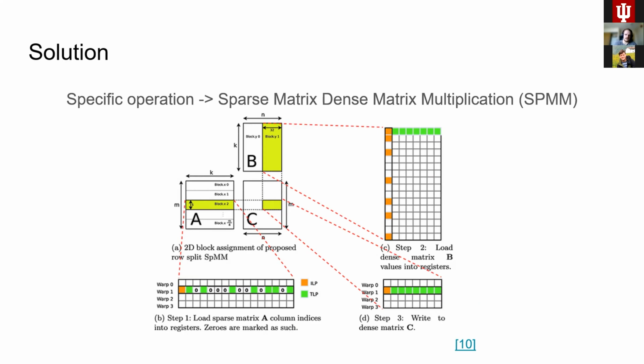So this is an example of how that kind of happens. First you have to load the registers for the sparse matrix and then the dense matrix, and then you compute the multiplication together. This specific example, I believe, is on a GPU. So the actual implementation in VHDL or something would be a little bit different, but this is the general idea of what's going on in this kind of operation.